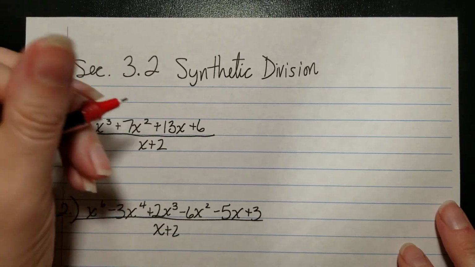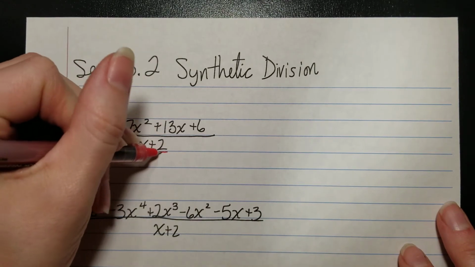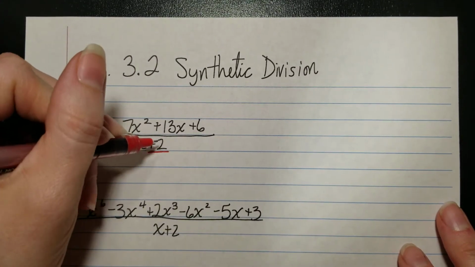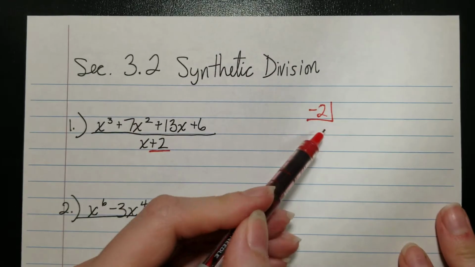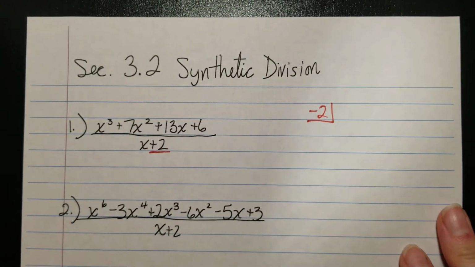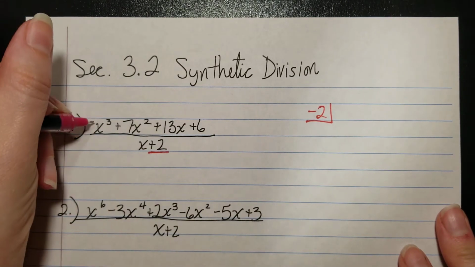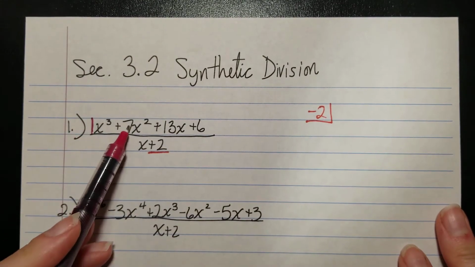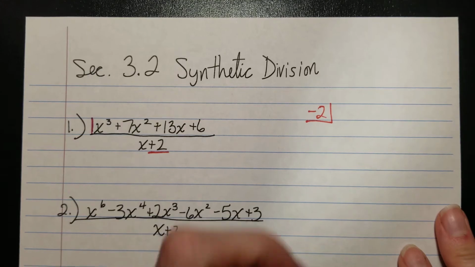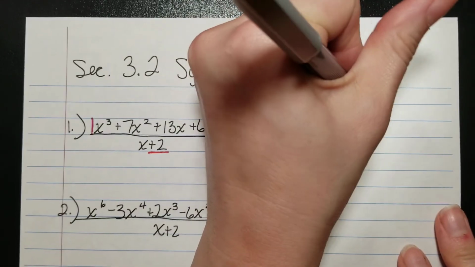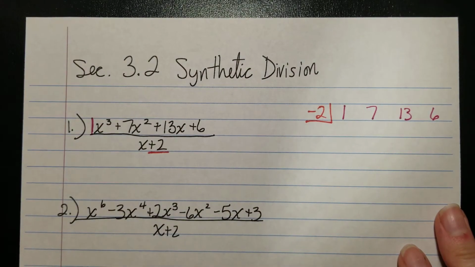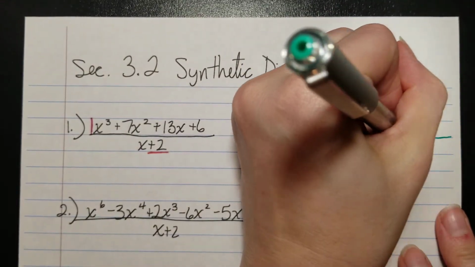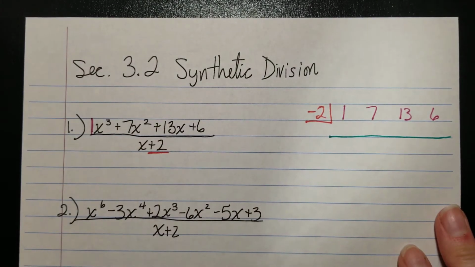So first, I'm going to take the opposite of this number. This is plus 2, so I'm going to write -2 over here and draw a little half box around it. Then I'm going to take the coefficients of the numerator. There's an invisible 1, so 1, 7, 13, 6. I'm going to write those numbers over here, spaced out a little bit. Then we draw a line like this, skipping a space.